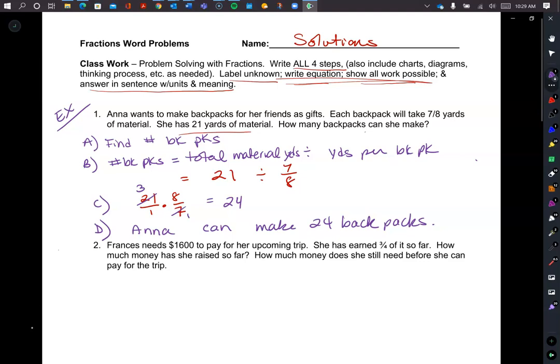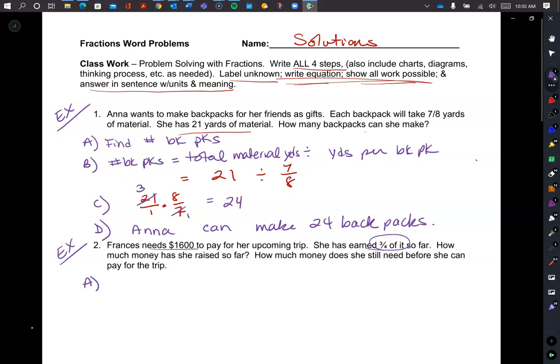So for number 2, I'll do as an example also. Frances needs $1,600 to pay for her upcoming trip. She has earned 3/4 of it so far. Whenever I give you fractions, I want you to try to work in fractions. If you get stuck, you can do decimals, especially if it terminates, but it's helpful to sometimes keep them in fractions. Especially this one will work out nicely. How much money has she raised so far? How much money does she still need before she can pay for the trip?